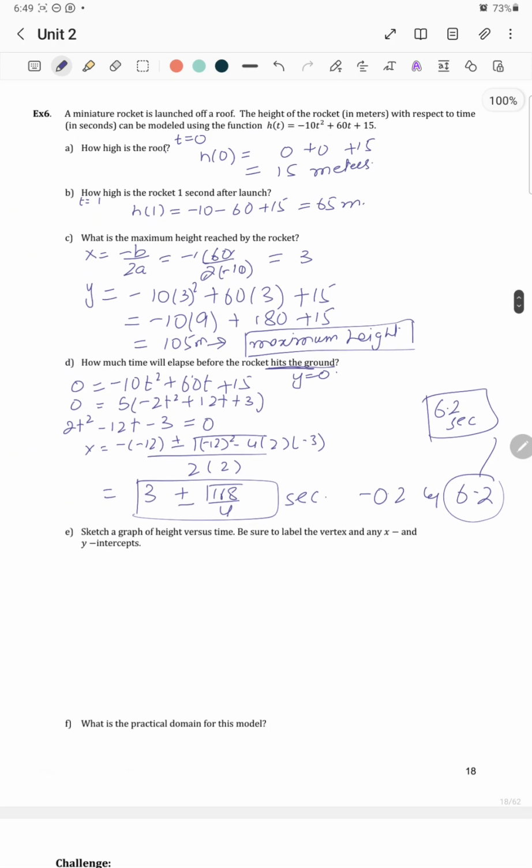So when it's going to hit the ground, y would be 0. When it's going to maximum height, y would be maximum. For 1 second, t is 1. And for how high it is from the roof, time is going to be 0.